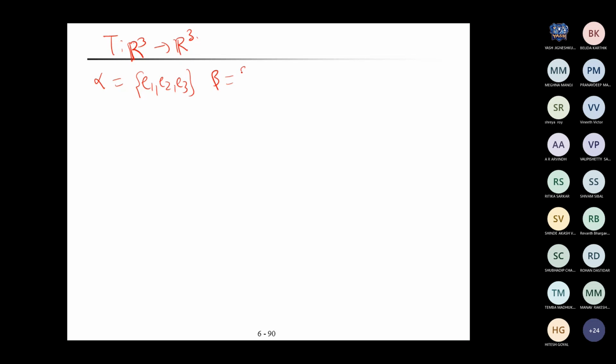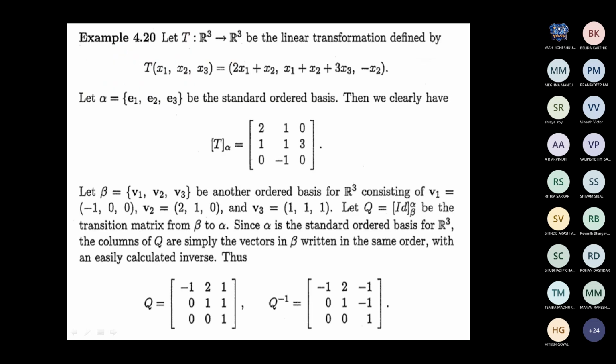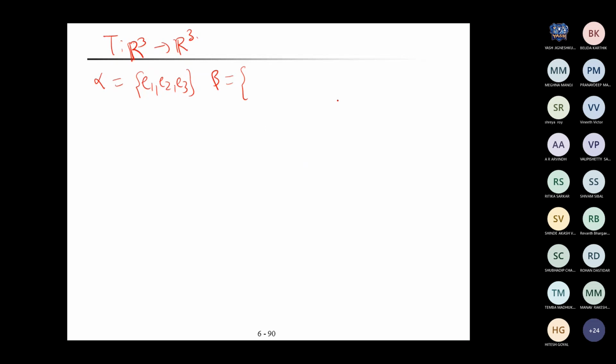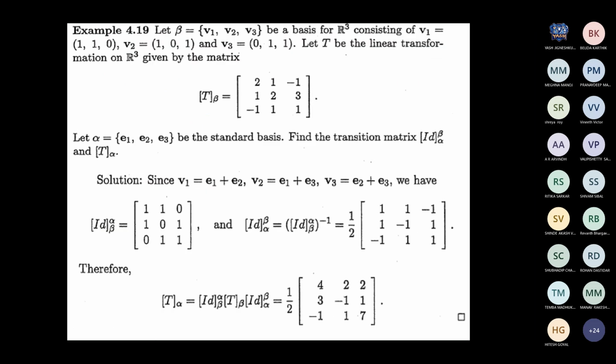Okay, what is beta? Beta is V1, V2, V3, right? So what is V1? Minus 1, 0, 0. What is V2? Have you taken it down? 2, 1, 0. And V3 is 1, 1, 1. Alpha, beta, two things you do. So what you have to find out? You have to verify T beta to beta, that is T beta, is, and we go back to the statement.